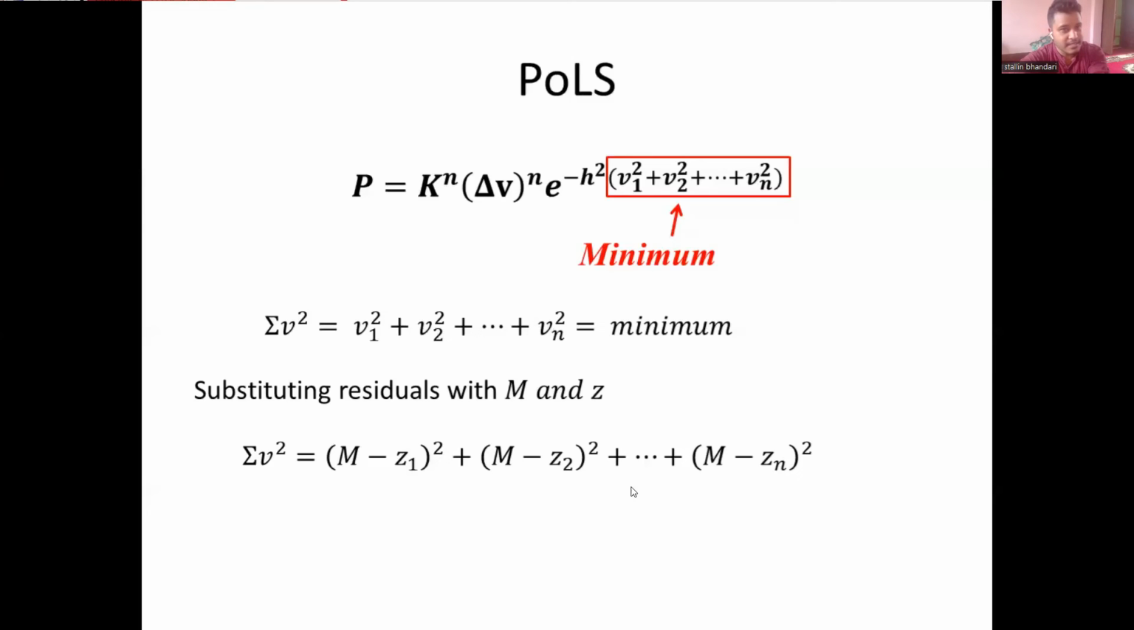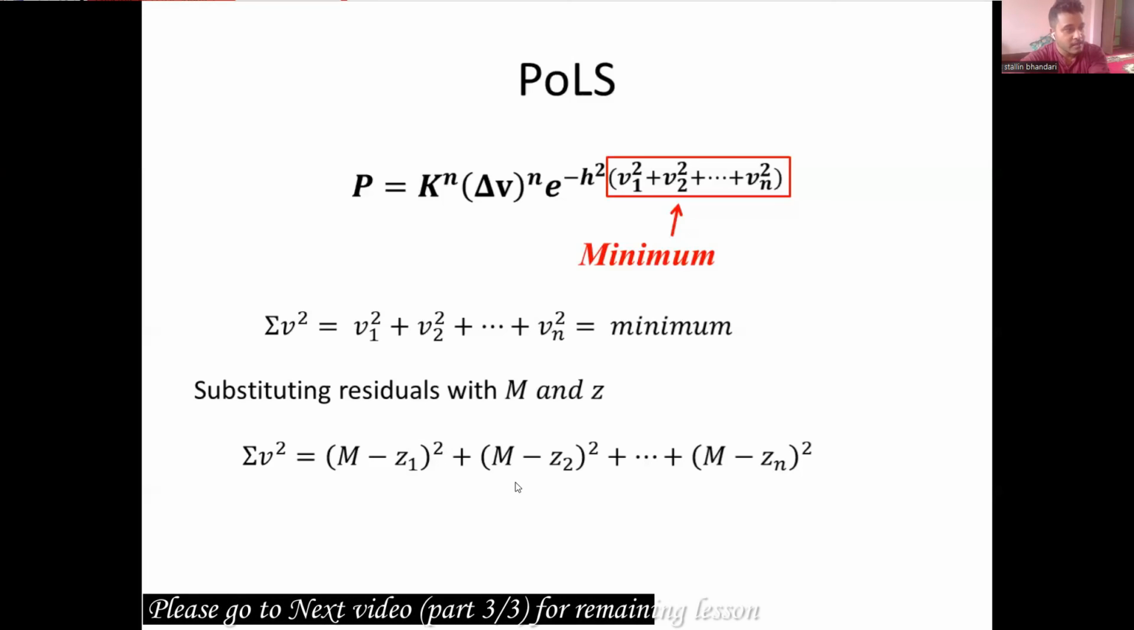Then let's find out what should be the value of m when the value of the function is minimum or maximum.